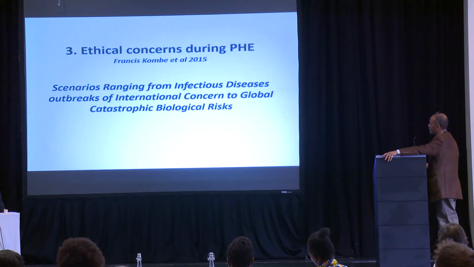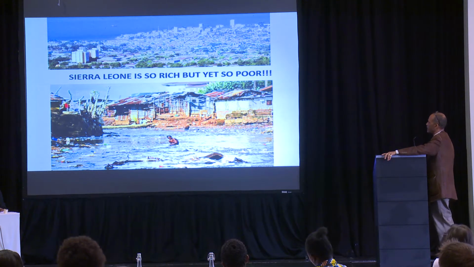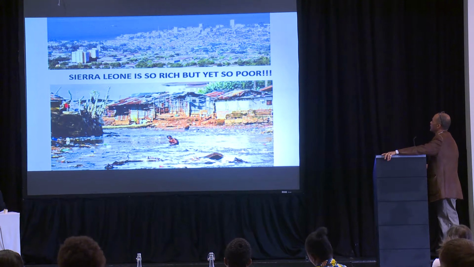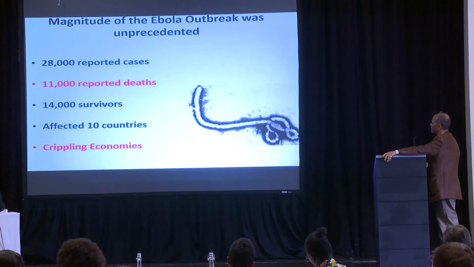properly. Now, let me quickly touch on ethical concerns during public health emergencies. So Sierra Leone, for example, is one of the countries hardest hit by the Ebola outbreak. A very rich country, but yet many will wonder why it is one of the poorest countries in the world. The Ebola outbreak started with one child playing with bats, and he contracted Ebola. And at the end of that, 28,000 cases were reported, 11,000 deaths from 3 countries.